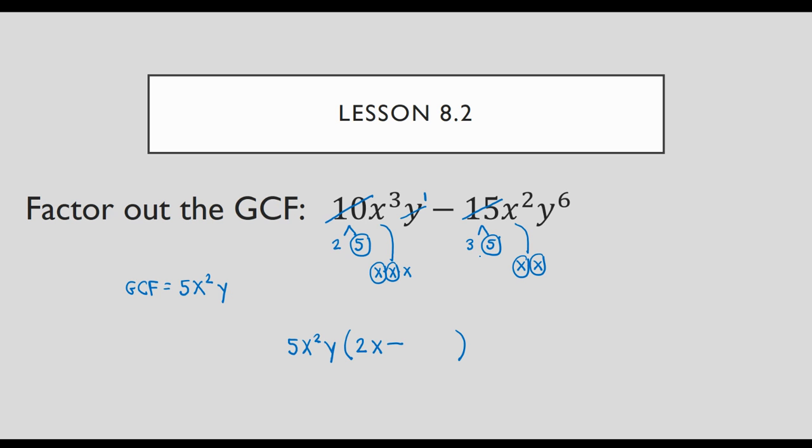15 we can ignore because that's 5 times 3. The 5 got taken out, but there's still a 3 left over. The x squared we can ignore because we took out x squared. Y to the 6th, we are going to have some y's left over. Now remember, if I took out 1 y, that means that there are technically 5 left over. So this would be my final factored answer.